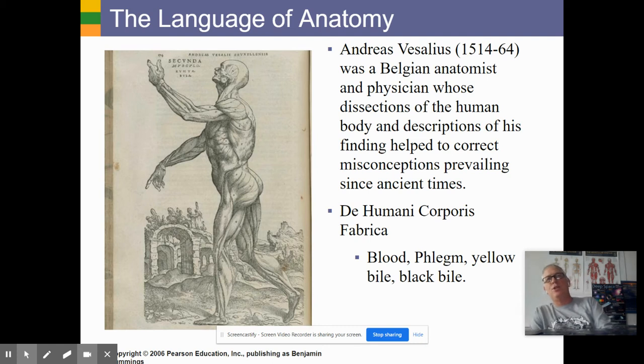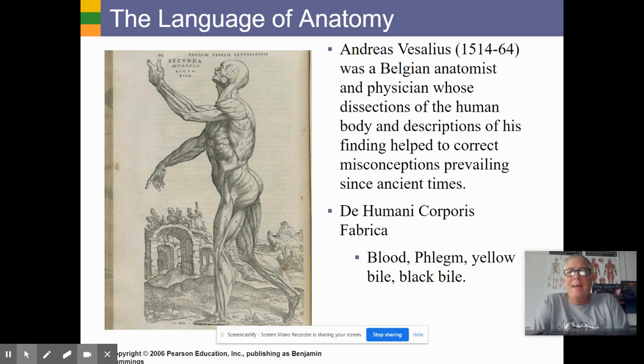This is Andreas Vesalius. You've seen a couple of his pictures so far today. And Andreas Vesalius was a really good artist. I like some of his works, although some of it's very macabre and dark. But he is a physician who dissected the human body and described what he saw and helped correct some misconceptions about the human body in the time that he lived.